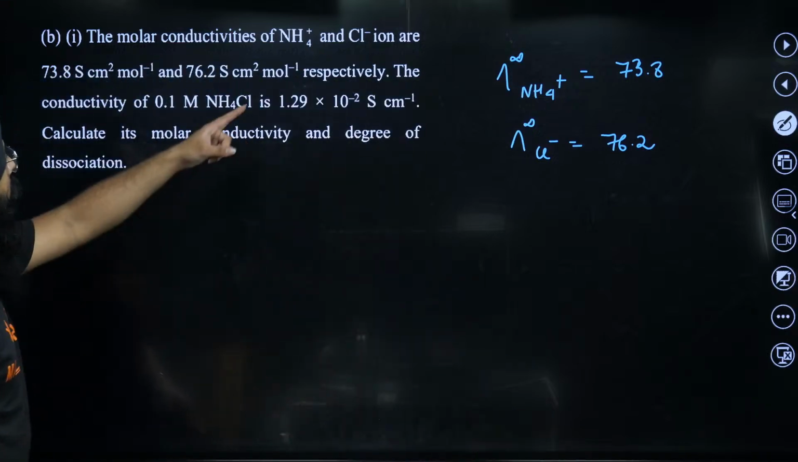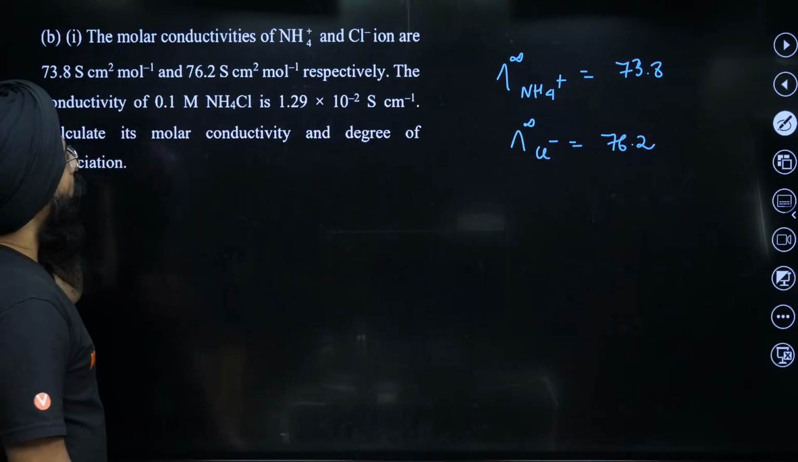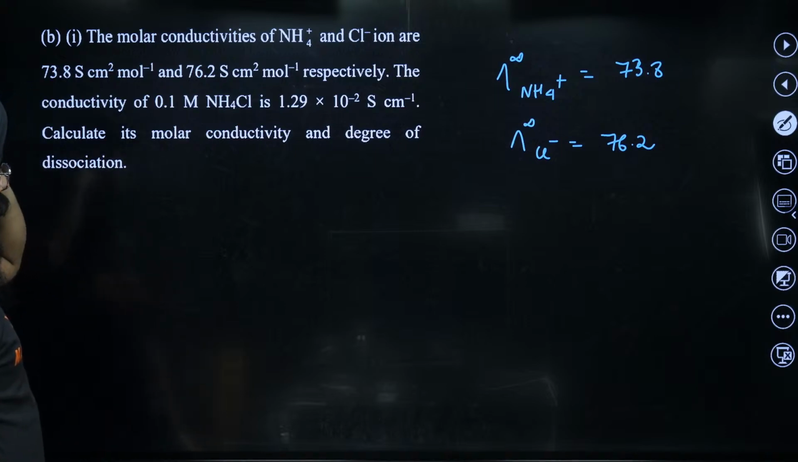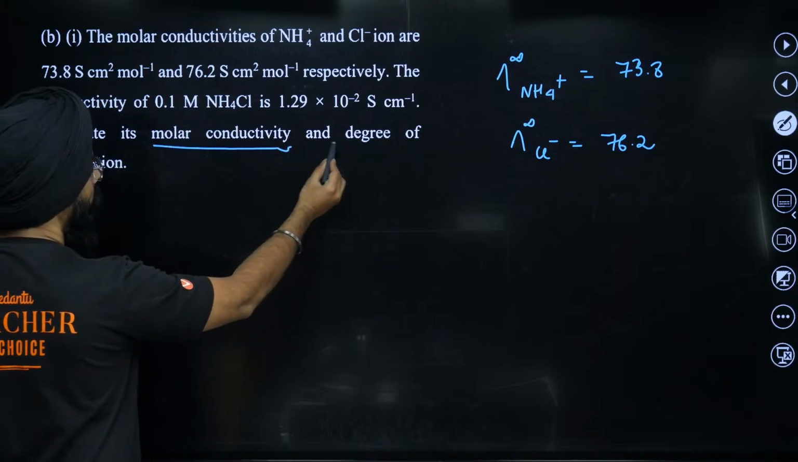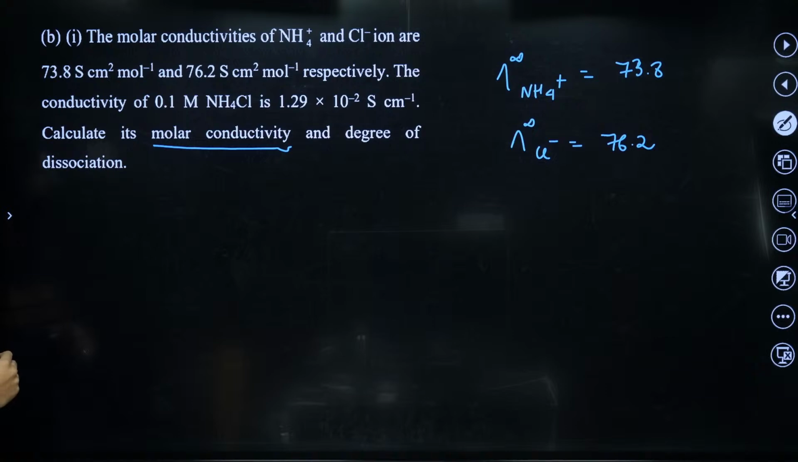Now it is said the conductivity of 0.1 molar NH4Cl is 1.29 into 10 to the power minus 2. Calculate the molar conductivity and degree of dissociation. One by one, we will have to do this.